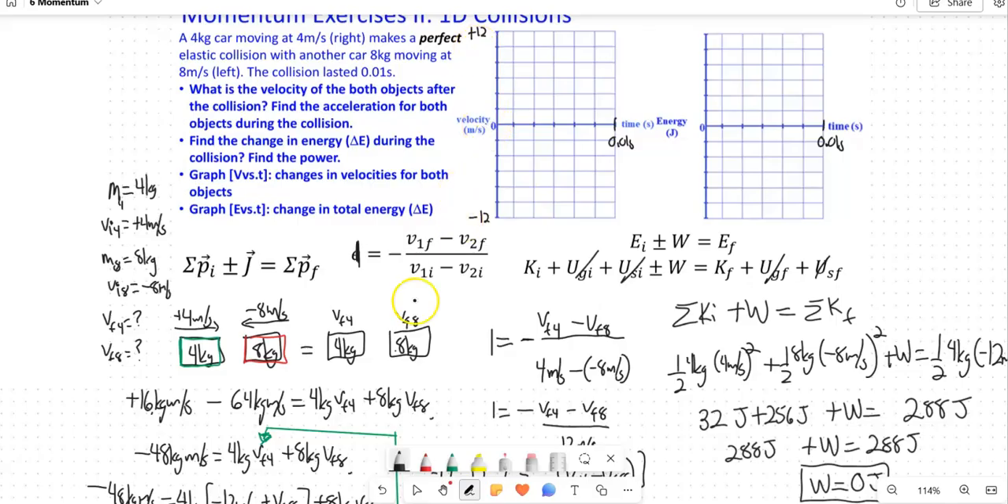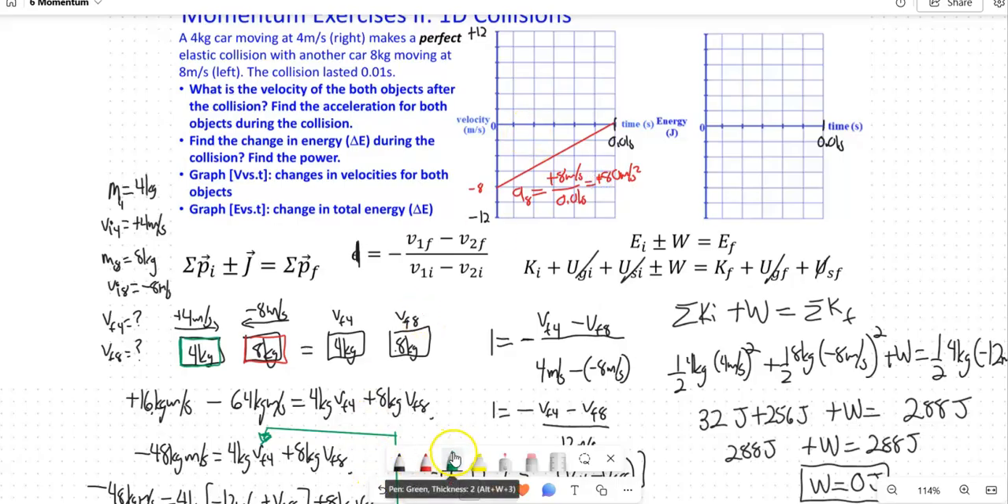Let's go ahead. It starts out at negative 8 meters per second. So the red guy starts out, this is 2, 4, 6, 8. So this is negative 8 right here. And it ends up at 0 over that period of time. So this acceleration for the 8 kilogram object is going to be equal to, and it's going up by 8, so that's positive 8 meters per second change in velocity over 0.01 seconds. So that's 80 meters per second squared. So that's the positive of that.